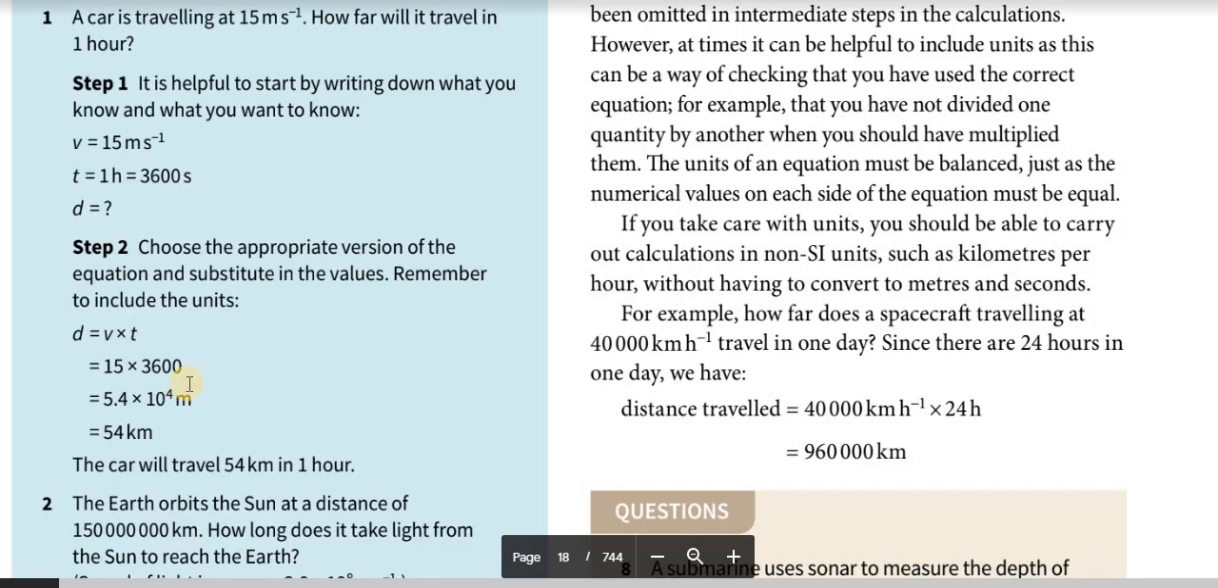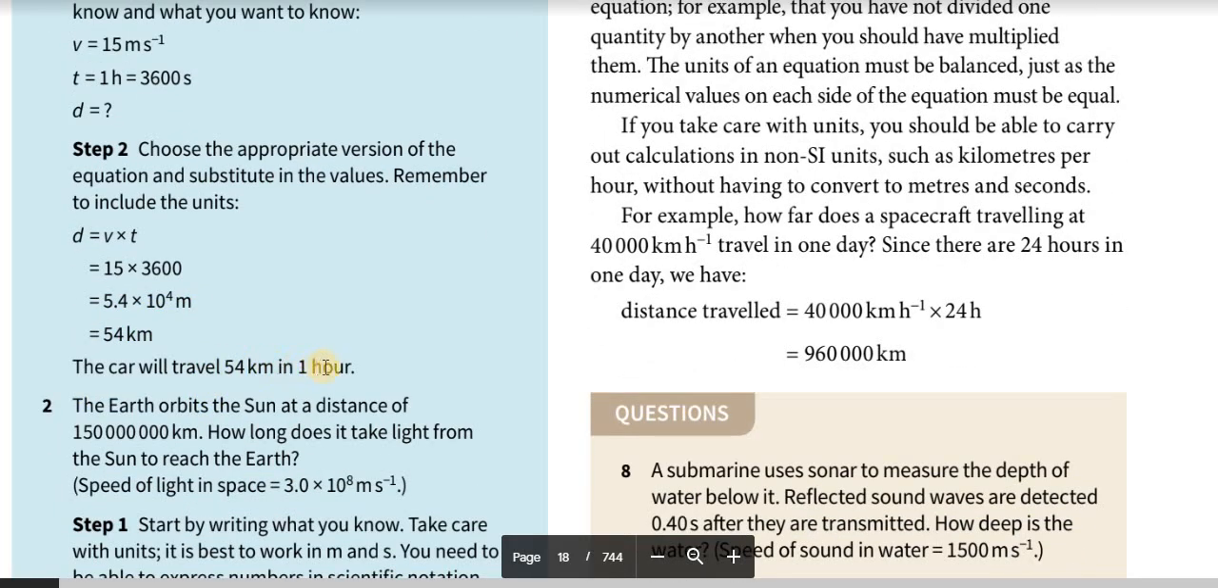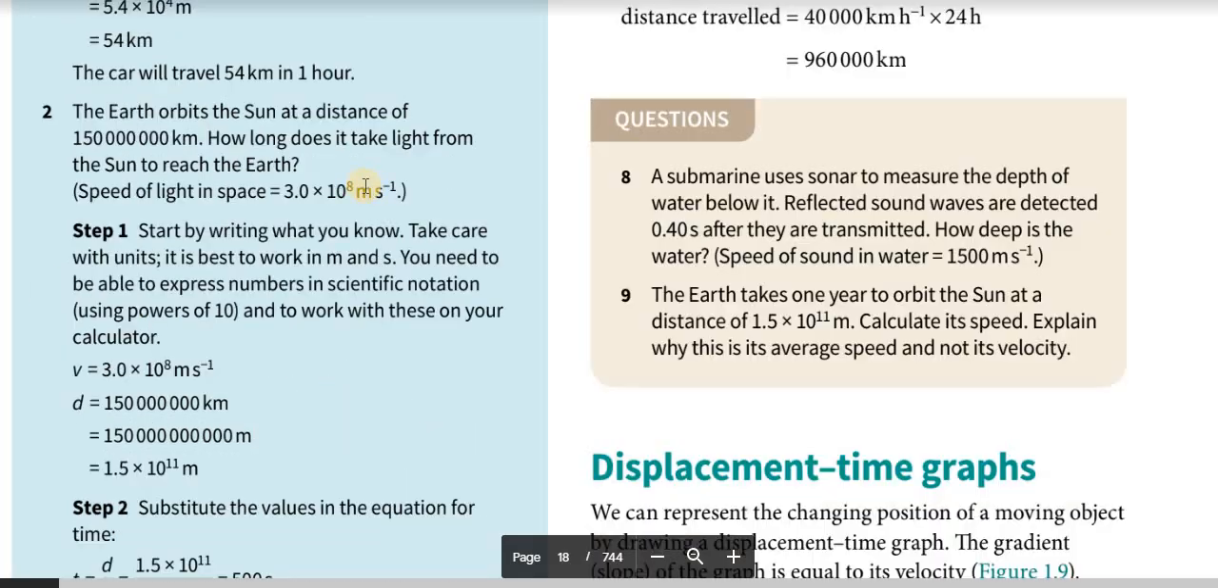Sorry, if you substitute everything into an equation in SI units, you will get the answer also in SI units. Okay, the SI unit is meters, so you will get the answer in meters, and you can convert it to kilometers. The car will travel 54 kilometers in 1 hour. All right, example number 2.